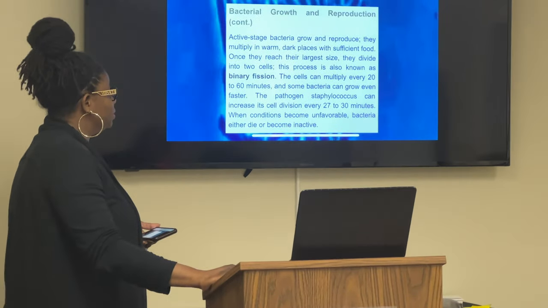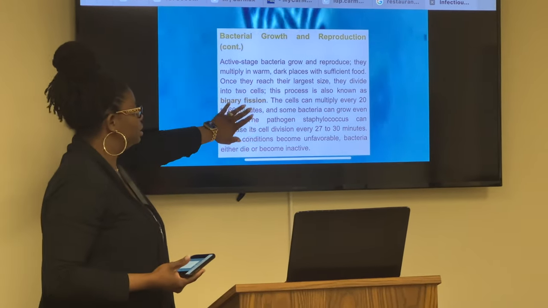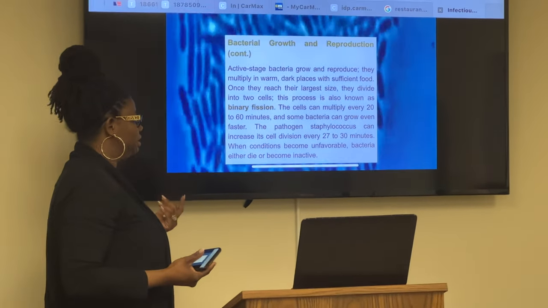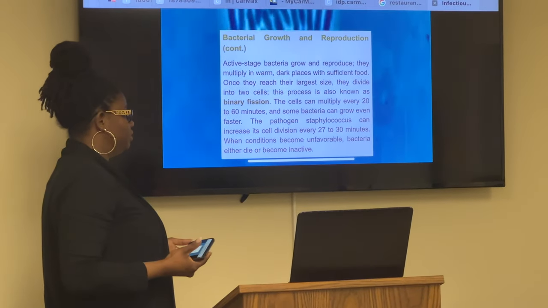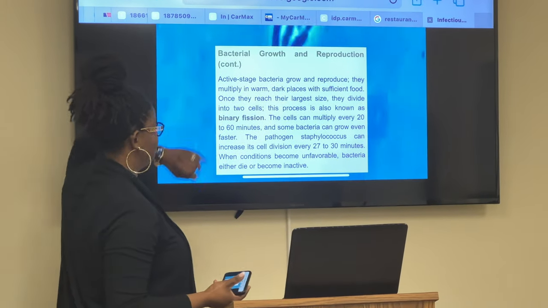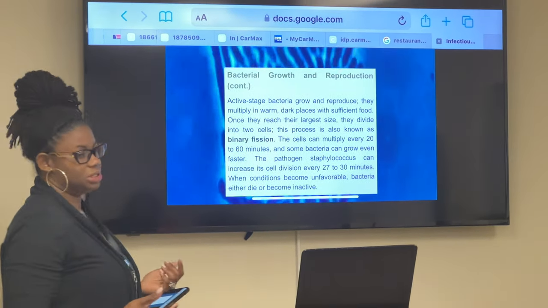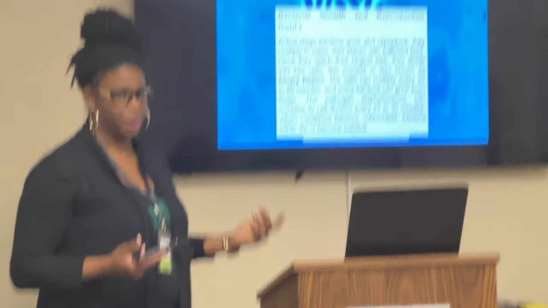Yeah, basically, this was saying that bacteria growth and reproduction continue. The cells can multiply every 20 to 60 minutes. And the pathogen Staphylococcus can increase its cell division every 27 to 30 minutes. So this is it growing in the background. That's how fast it grows. Sometimes you might go to sleep and you don't feel bad, and then when you wake up, you feel terrible because it's been growing all night.